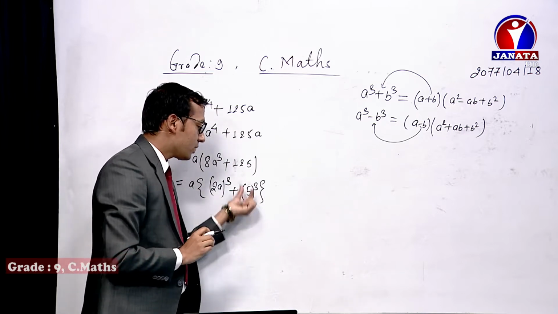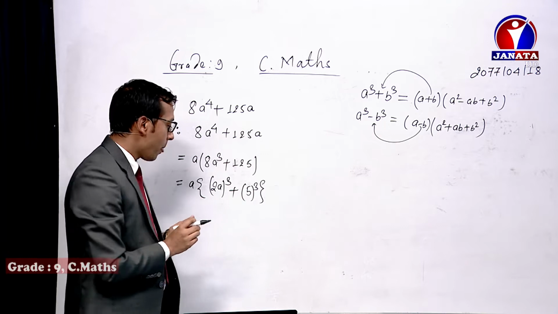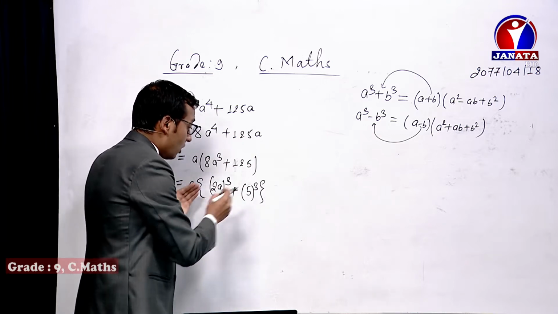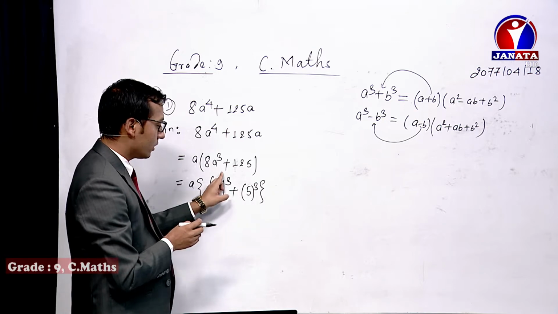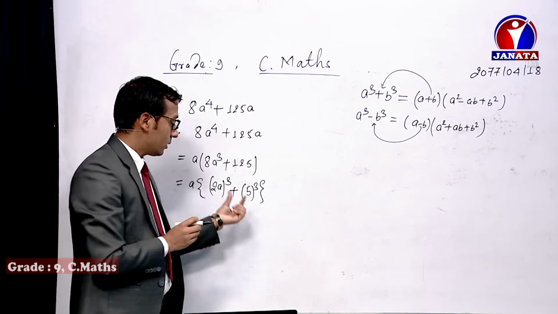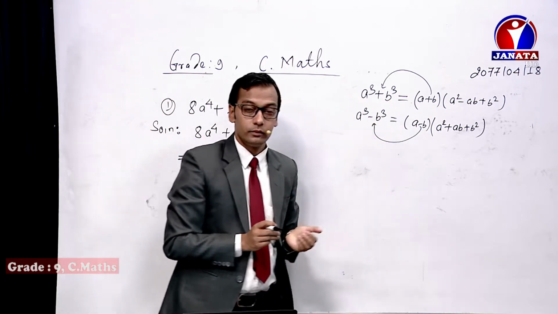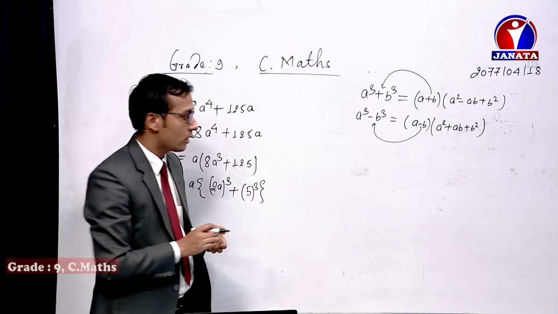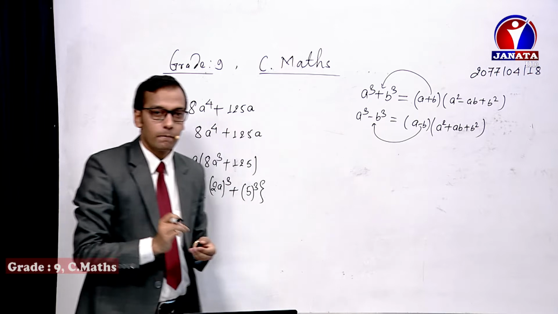Okay, 5 times 5 times 5 is 125. Now look at the term in the bracket. There are two terms, (2a) whole cube plus 5 cube. This is in the form of A cube plus B cube, and we know its factors are (A plus B) times (A square minus AB plus B square).